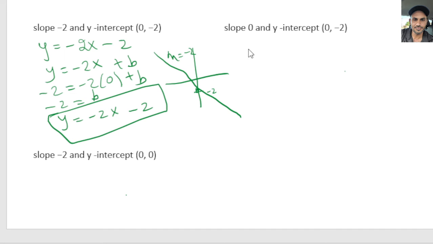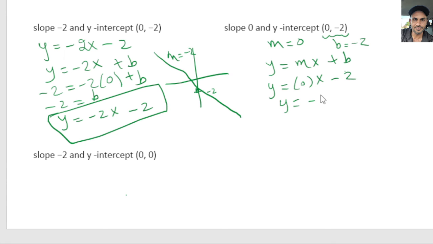Now let's take a look at this particular line. We have a slope of 0, so m is equal to 0. And the y-intercept is negative 2, so b equals negative 2. So y equals mx plus b. So we make a substitution of these values. Y equals 0 for mx and negative 2 for b. So this is gone, and you're left with y equals negative 2. Now this particular line is called a horizontal line. Its slope is 0.